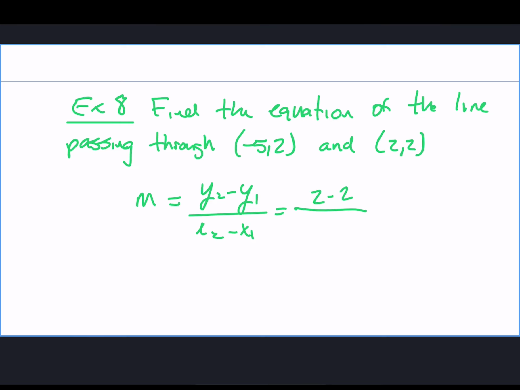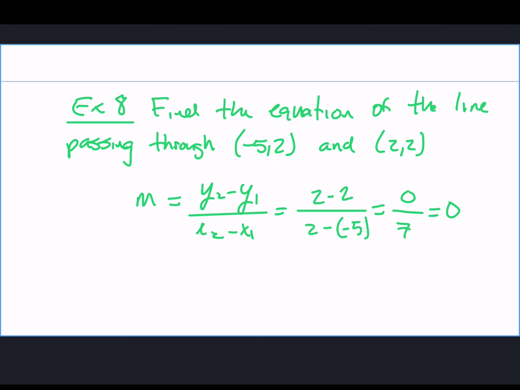2 minus 2 over 2 minus -5. What's 2 minus 2? 0. And 2 minus -5? 7. And 0 divided by 7 is 0, all day, every day. Undefined is when we divide by 0.